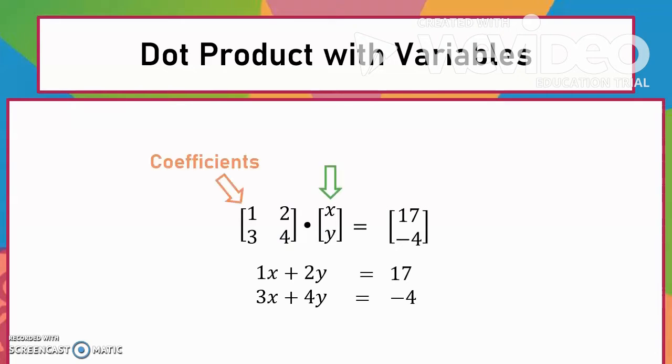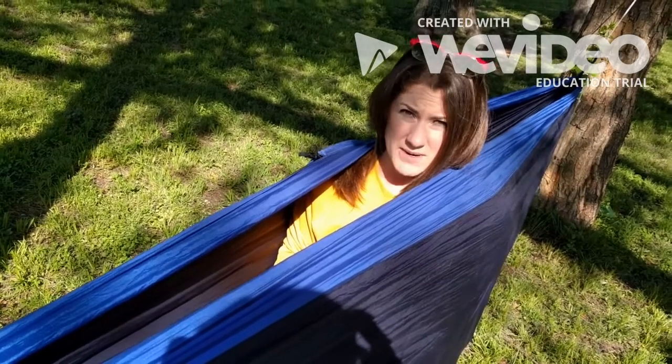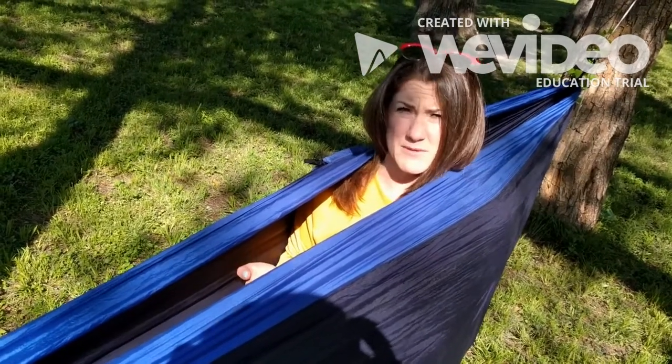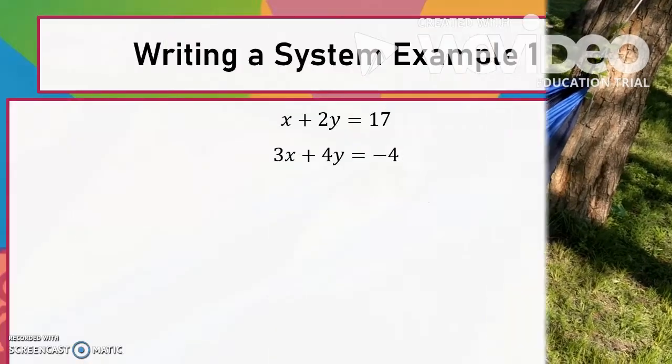Notice that the first matrix contains the coefficients of the 2 equations. The second matrix contains the variables, and the third matrix on the other side of the equal sign contains the constants. So there's the basic idea of setting up equations in matrices. This is actually pretty useful when we want to do it the opposite way around. Let's say that we have the system of equations and we want to solve it using matrices.